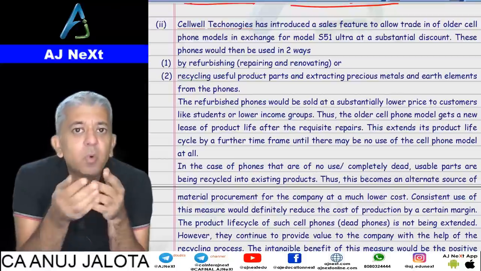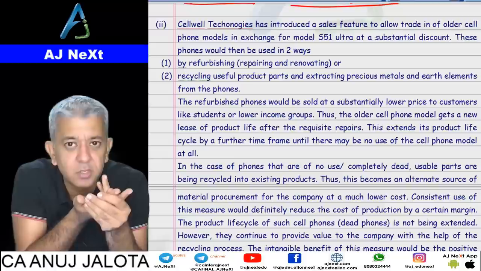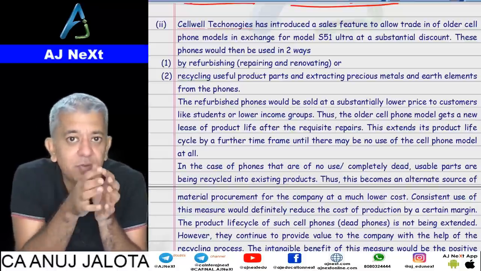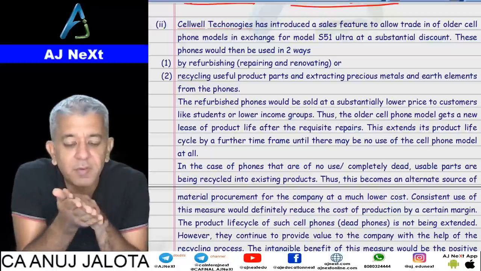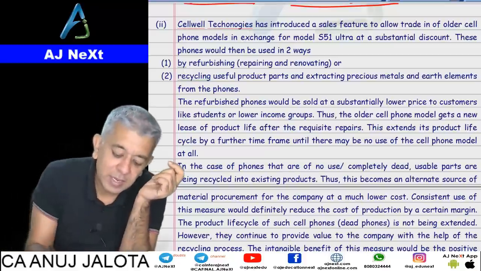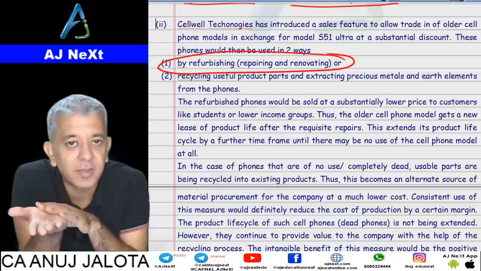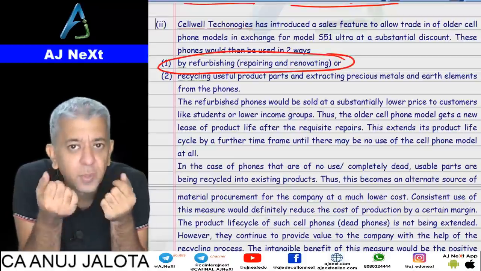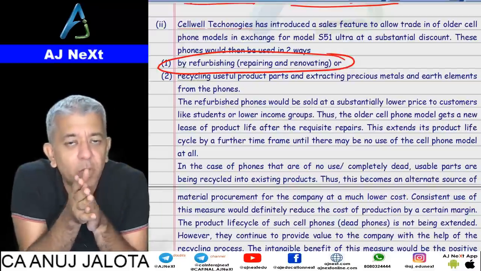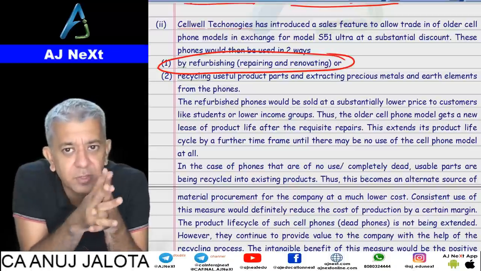Now, the moment we get the old phone, there are two uses of that. First, we will try to refurbish the models. That is one thing. Second, if the phones cannot be refurbished, we will try to recycle them. Whenever we recycle, we will be able to get those precious metals and so on. By refurbishing, obviously, we will be able to extend the product life cycle. Because we are trying to repair, some parts that may have gone bad, like the display, we can replace and sell the phones in the market as refurbished phones.